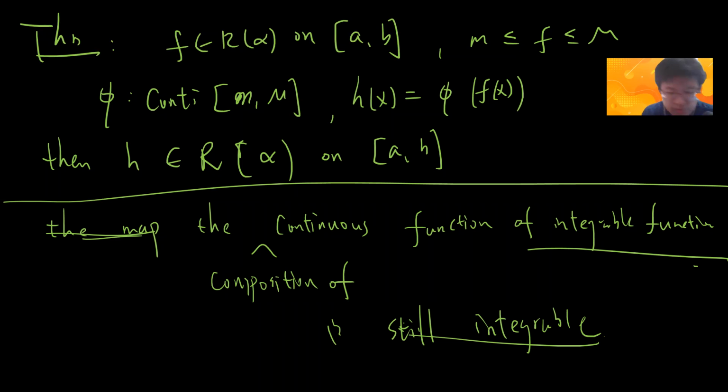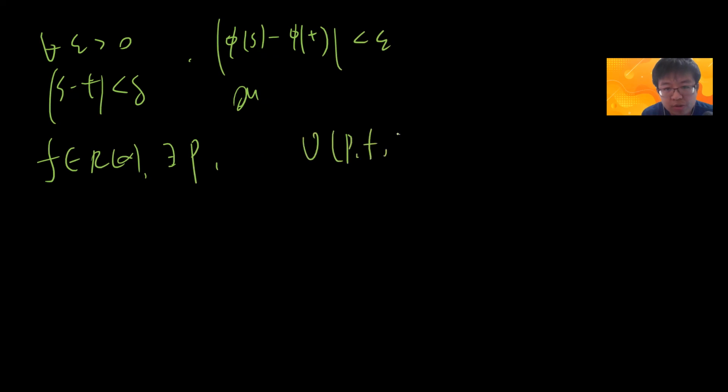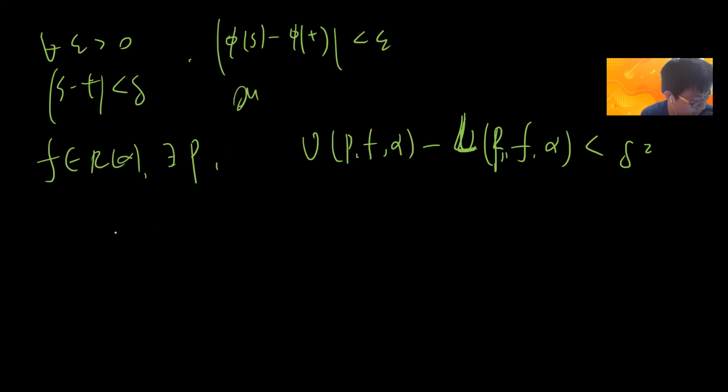The proof is very lengthy and tedious. Let me just go through it one time. For epsilon greater than zero, I know that phi is uniformly continuous, so I do the same trick. I don't waste the time. If |s minus t| is less than delta, then |phi(s) minus phi(t)| is less than epsilon, so the maximum and minimum differ by less. Since f is Riemann integrable with respect to alpha, let's say we got some partition, and I can make the partition arbitrarily fine, so let's make it less than delta squared.